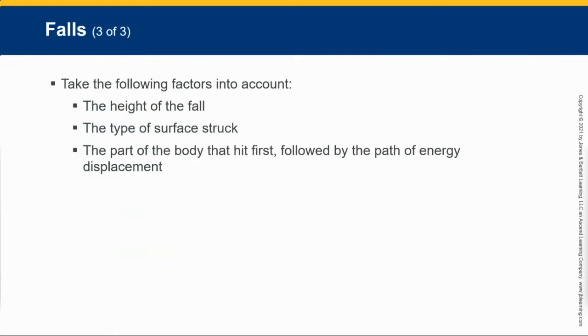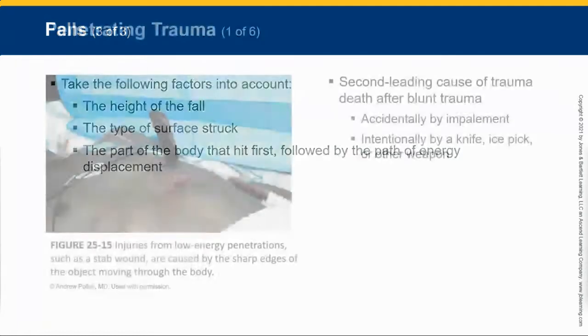So anytime you're evaluating a fall, things to take into account would be obviously the height of the fall. We've mentioned already the type of surface struck. Big difference in falling from 20 feet into a freshly plowed field than there is onto a concrete driveway. And then we look at the part of the body that hit first and kind of follow the path of that energy displacement along to see if we can determine what body parts and systems might have been involved.